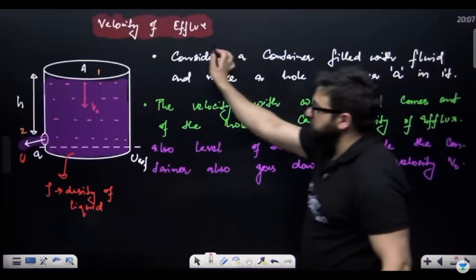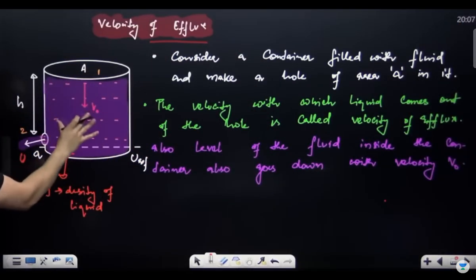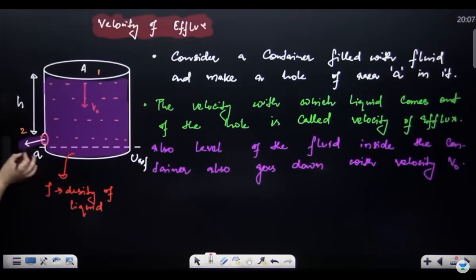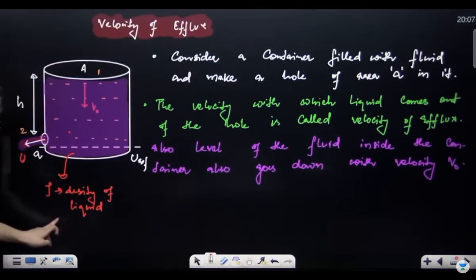Then you have velocity of efflux. Let's suppose, my dear NEET aspirants, you have a fluid present in a container. You make a hole over here. Then this fluid will come out of this hole with a certain velocity. The velocity with which this fluid comes out of the hole is what we call the velocity of efflux. Density of the liquid in this particular case is given as rho.